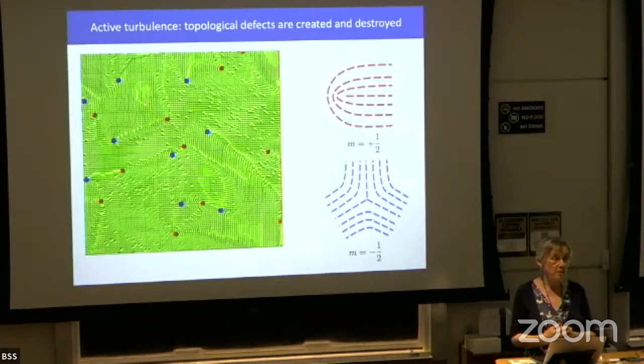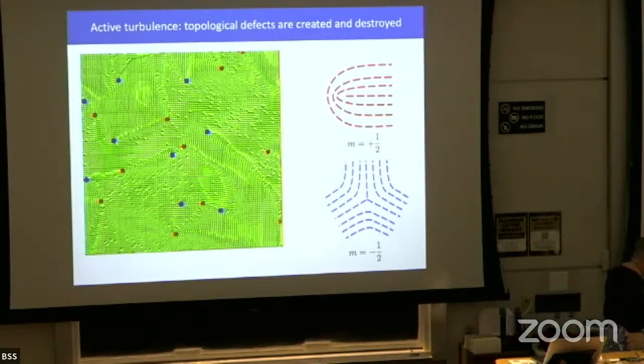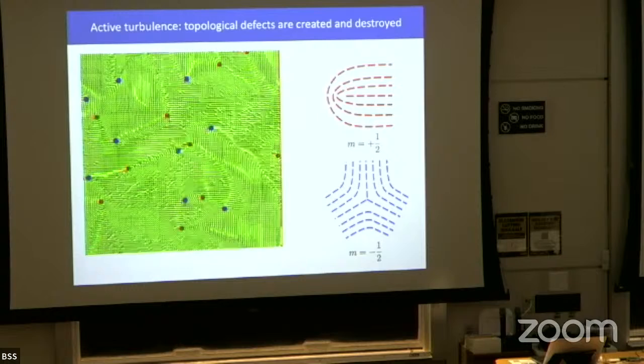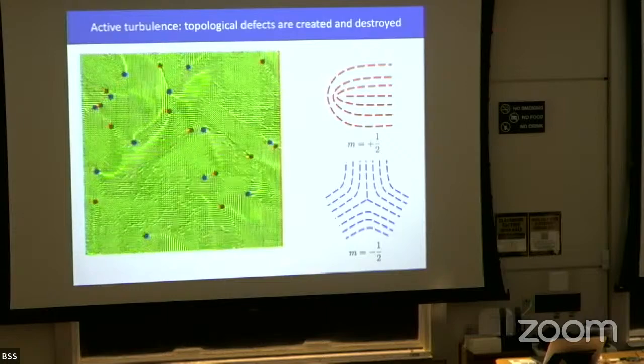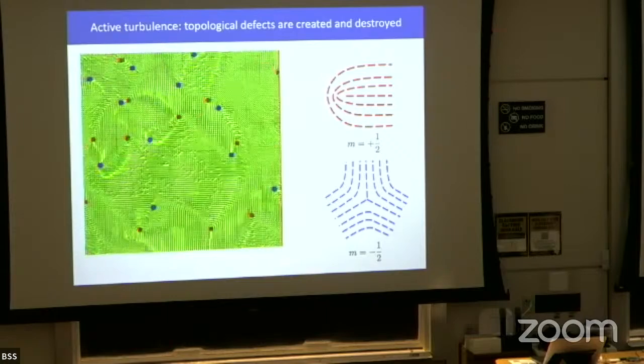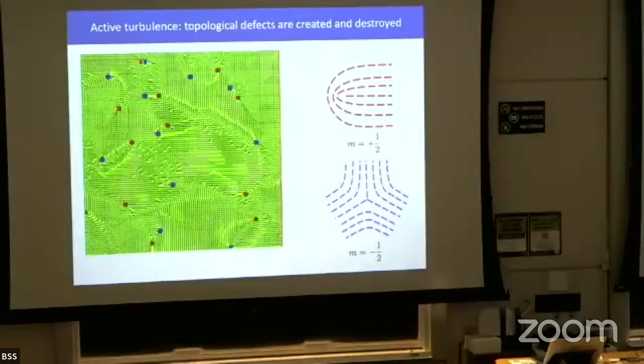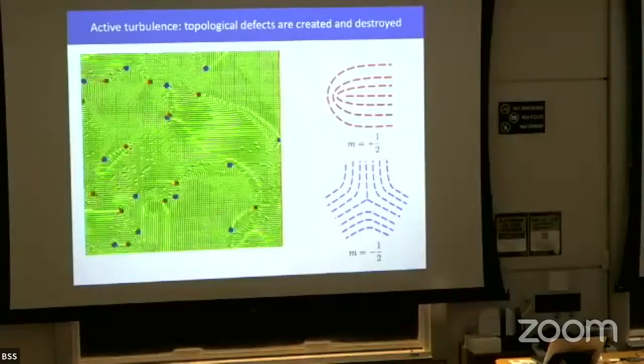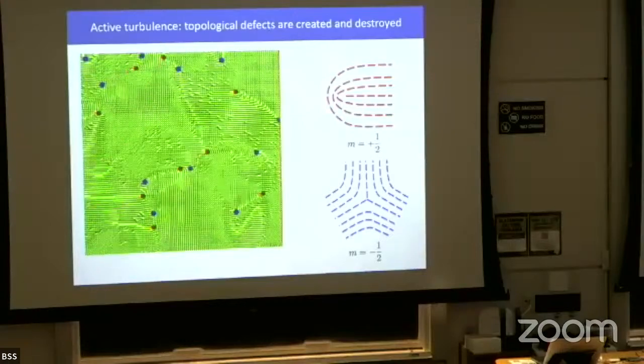So we've got active turbulence. We've got a nematic, and so we expect topological defects. So what we did next is take the simulation and find the topological defects, and we put a red blob every time there was a plus a half defect and a blue blob every time there was a minus a half defect. Then we ran the simulation and asked what was happening, and these things do as they're meant to do. They annihilate each other, plus and minus a halves.